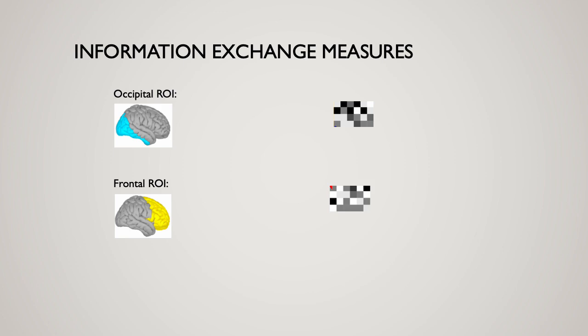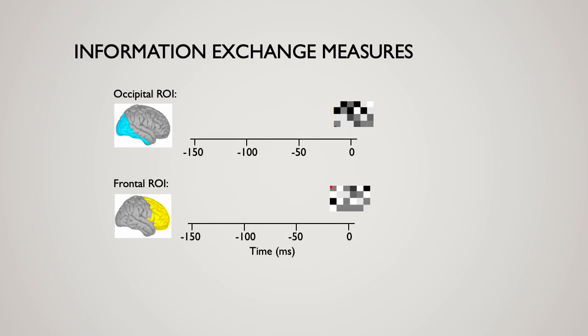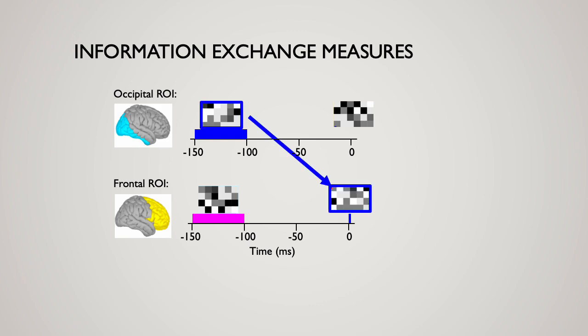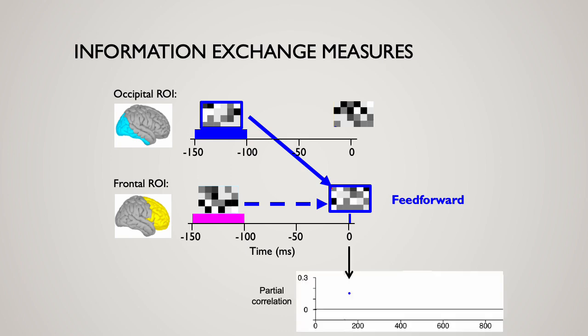First, we start with the dissimilarity matrices in our regions of interest at a particular time. Then we go back to an earlier time and ask what was happening in those regions of interest previously. To calculate the feed-forward flow of information from the occipital to the frontal region, we take the correlation between these two matrices, shown in blue, partialing out any correlation with the frontal region at the same earlier time. And this gives us a single measure of the feed-forward information flow.